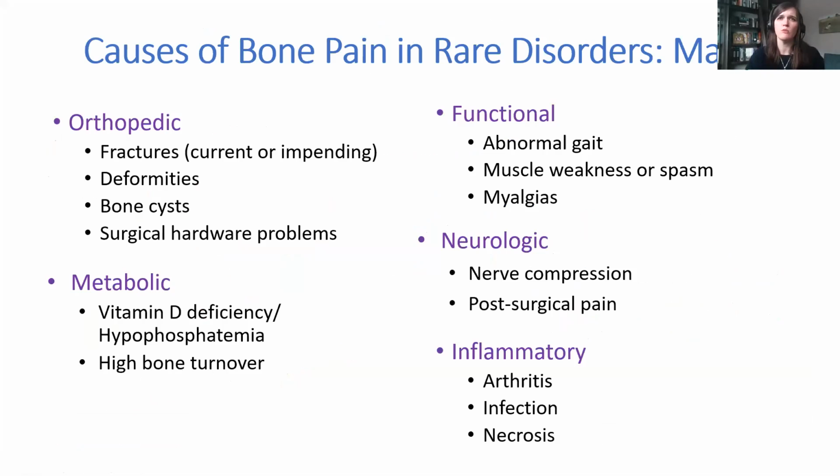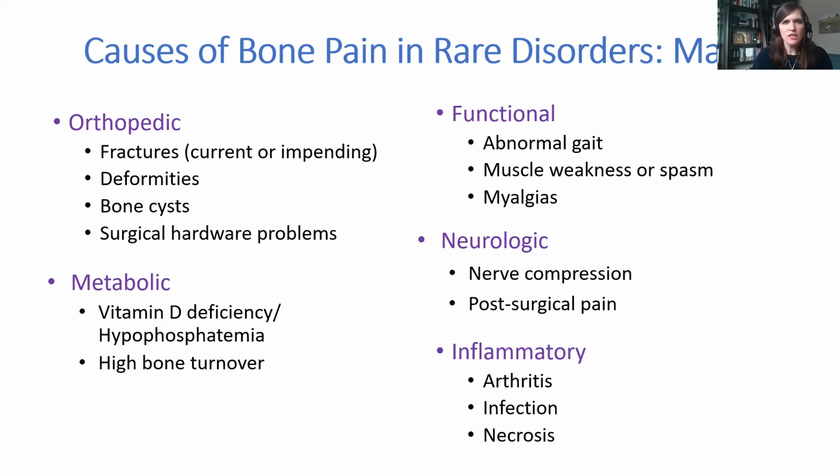So the causes of bone pain in rare disorders are many. We can have orthopedic causes such as fractures and deformities or problems with surgical hardware. We can have metabolic causes such as hypophosphatemia, high bone turnover. Patients may have functional issues related to abnormalities in gait and muscles. Neurologic pain may arise from nerve compression or chronic post-surgical pain, as well as inflammatory causes.